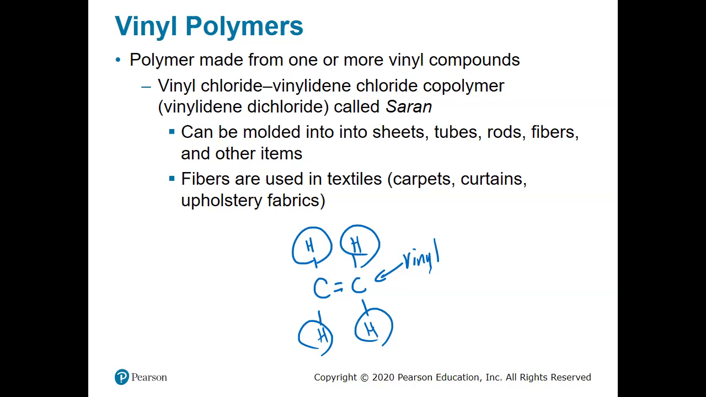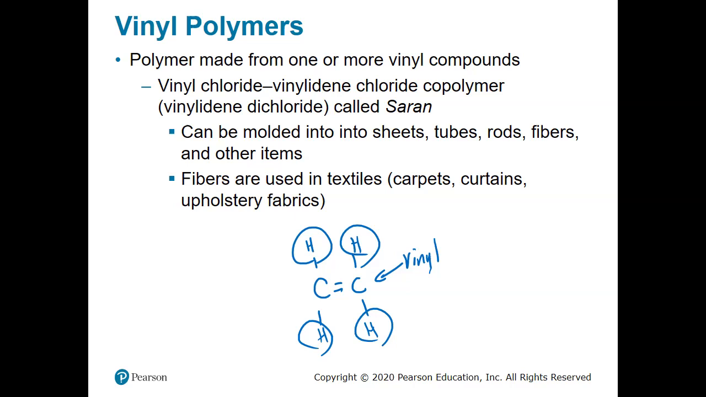Now, there are lots of different vinyl polymers. The one being featured here is vinyl chloride vinylidene chloride copolymer. So we've got not quite a condensation polymer, but it does have varying repeating units. Trade name for that is Saran. Most of us are familiar with Saran. Saran is the plastic sheet that is what we call plastic wrap.